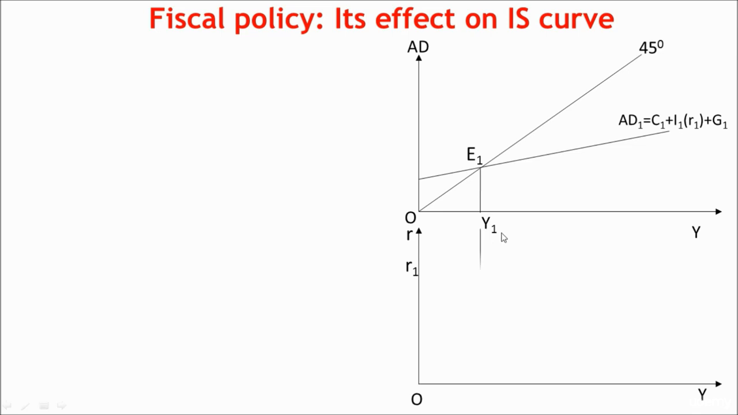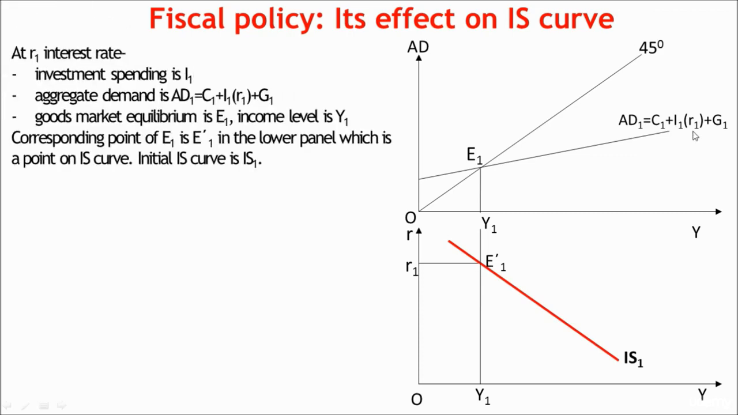In the lower panel, Y1 income level at R1 interest rate is shown by point E1 prime, which is a point on IS curve as it shows combination between interest rate and income level and a representative point of goods market equilibrium E1. Initial IS curve passes through point E1 prime, which is IS1. Thus, at R1 interest rate, investment spending is I1, aggregate demand is AD1 equals C1 plus I1 plus G1. Goods market equilibrium is E1, income level is Y1. Corresponding point of E1 is E1 prime in the lower panel, which is a point on IS curve. Initial IS curve is IS1.